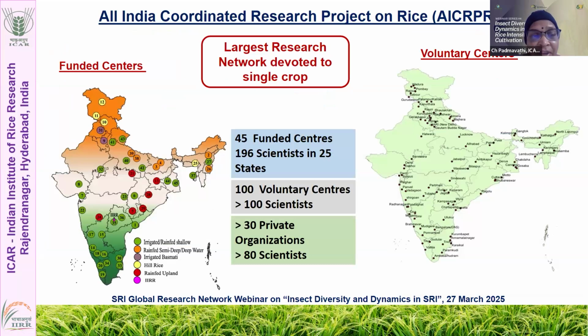We have around 45 funded centers wherein 196 scientists are working. You can see here, these are all the 45 funded centers which are distributed across the country. In addition to those funded centers, we also have more than 100 voluntary centers wherein almost 100 scientists are working on this crop. And we also have more than 30 private organizations with more than 80 scientists working on this rice crop.